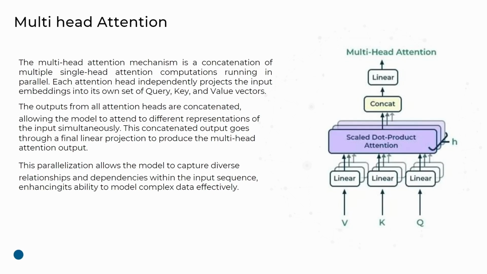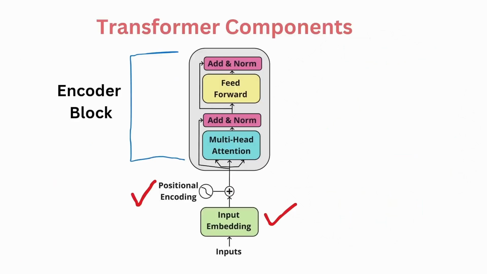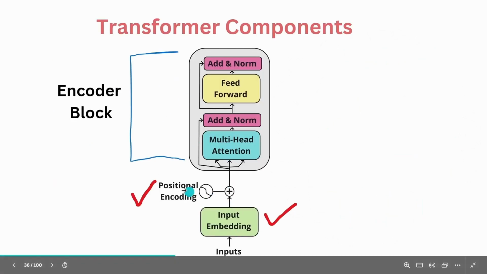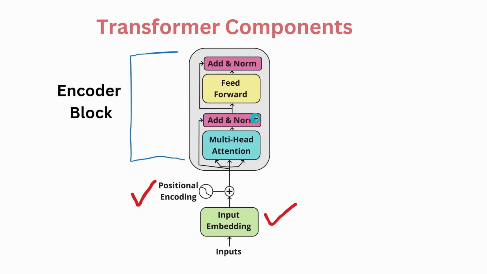So why are we using multi-head? Because it captures diverse relationships and enhances the model. Multiple heads allow the model to capture different meanings of words in different contexts, making the overall model more expressive and powerful. So we have covered the input embedding, positional encoding, and multi-head attention. Next we are going to do the normalization, and after that we will use the feed forward network.